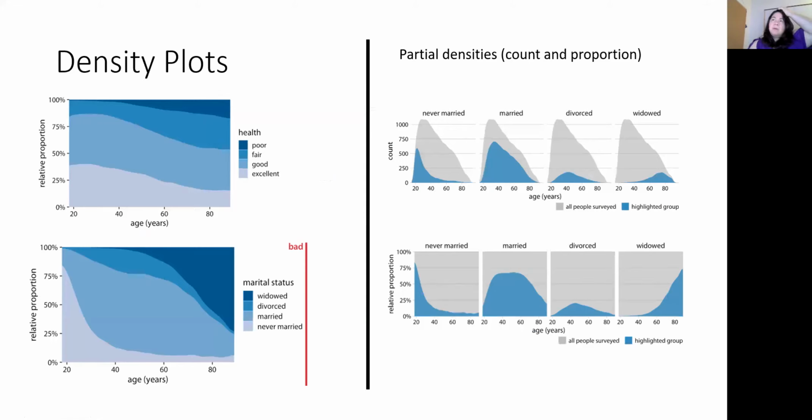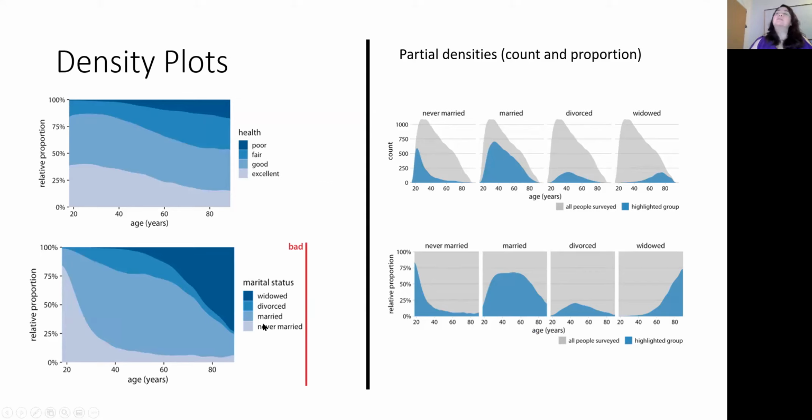The rest of the chapter went on talking about these density plots. Again, this is something that I haven't figured out how to use properly in Tableau, but you should be aware of these, know what they look like when they're done well and what they look like when they're not done well. So on the left side, we have the top example of one that is done well, and then on the bottom, one that is not done well.